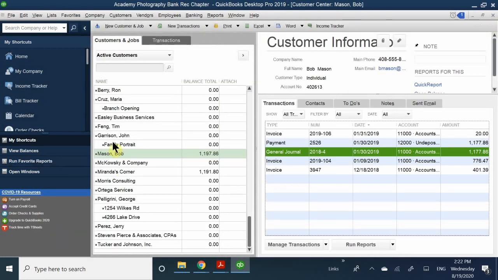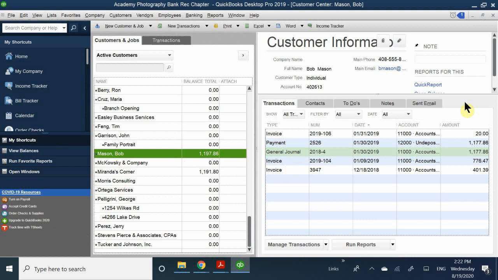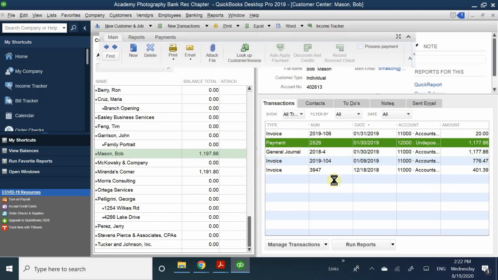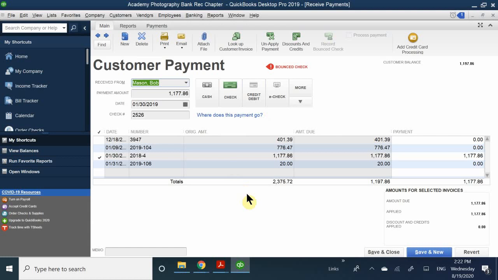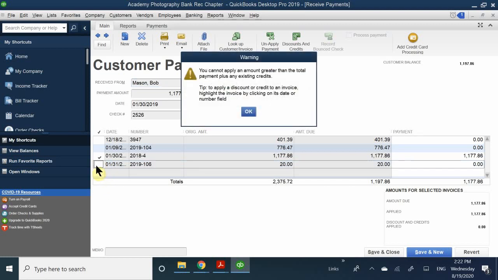Let's go click Mr. Bob Mason again and view all transactions. We're supposed to be able to look at his invoice for the $1,000. Okay, I see the payment here, but we recorded that his check has bounced. Yes, it does say it there, the $20. There it is. Okay, I got it now.